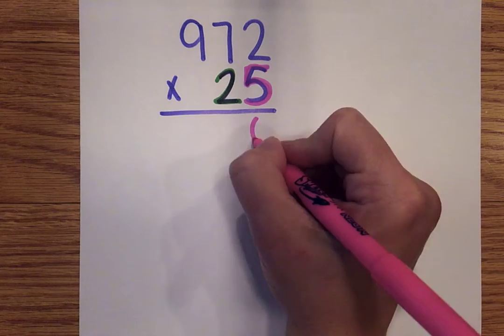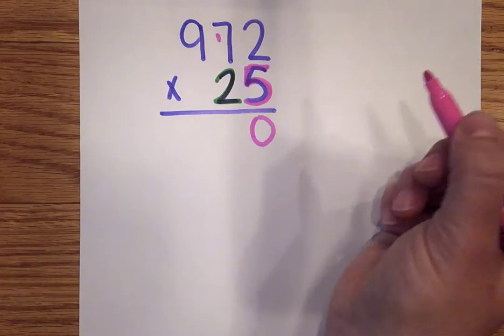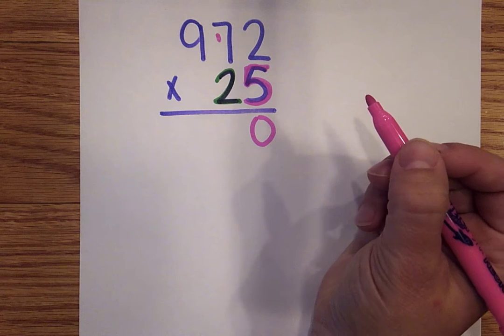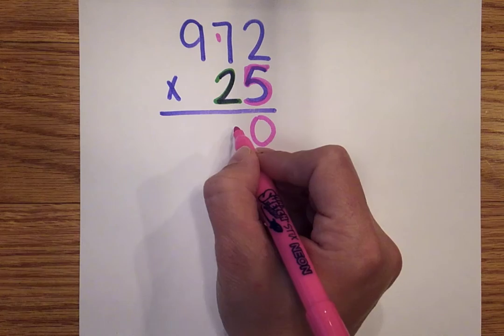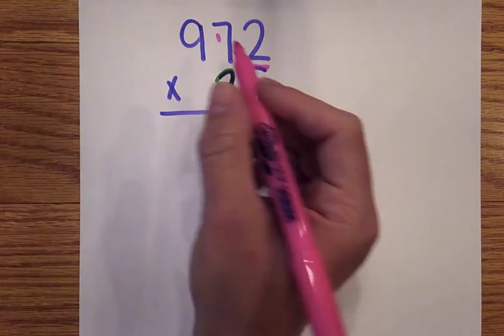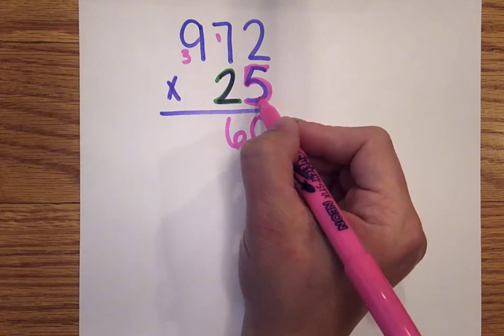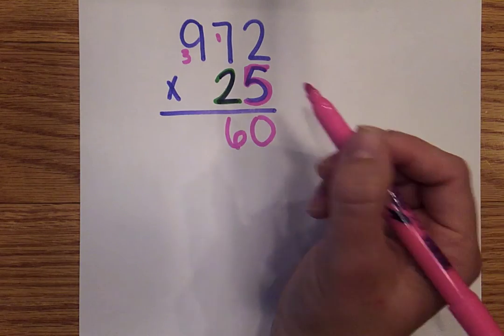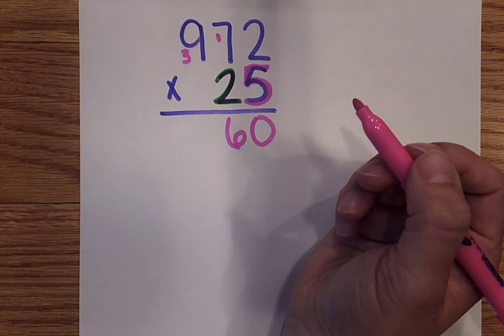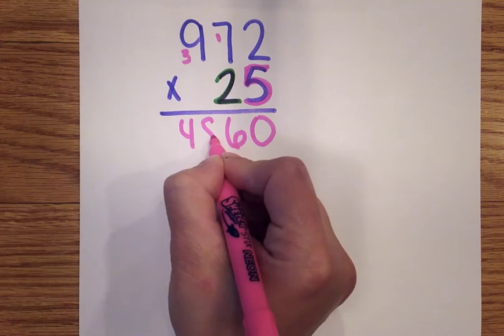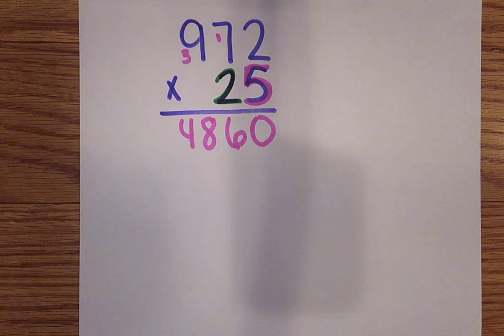5 times 2 is 10. Regroup my 1. 5 times 7 is 35, plus 1 is 36. 6, regroup my 3. 5 times 9 is 45, plus 3 more is 48. So now I am finished multiplying by the 5. I'm going to pretend like the 5 isn't there because I'm done with it.